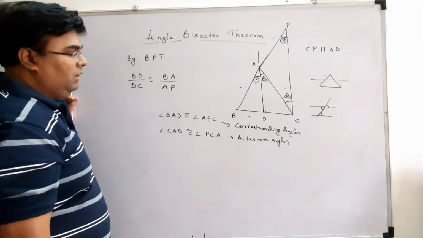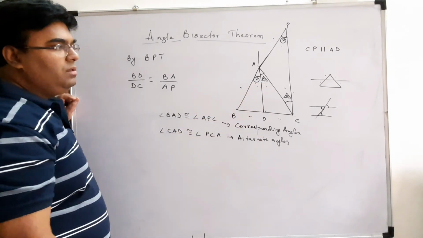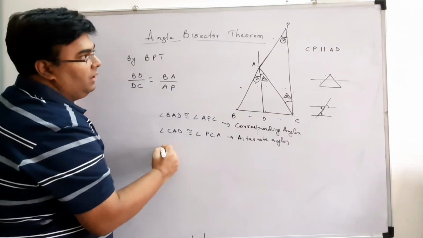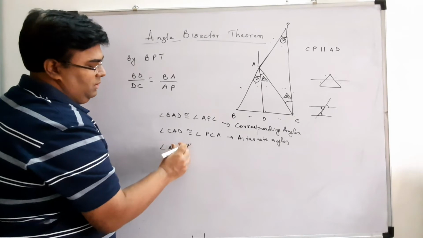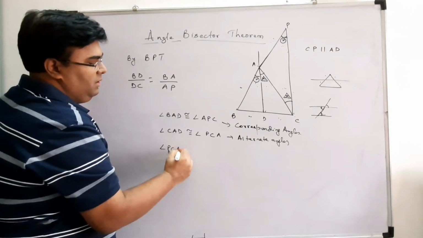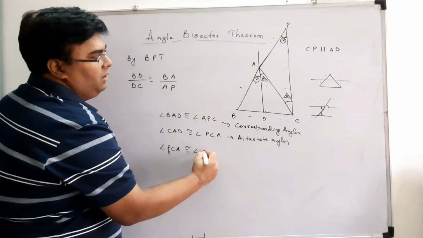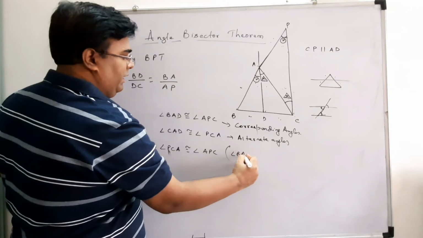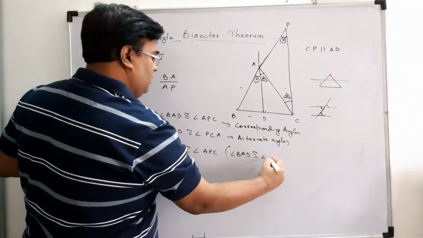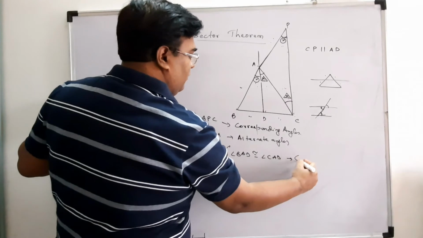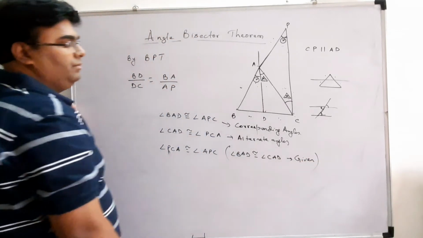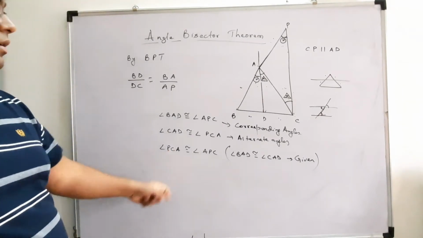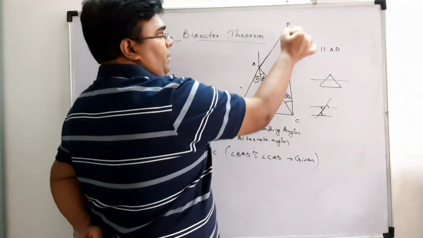Right? And it is given that these two angles are equal, so we can conclude that these two angles are also equal. So angle PCA is equal to angle APC. Why? Because angle BAD is equal to angle CAD, angle bisector, so it is given. Clear? Now look at this triangle, triangle APC.